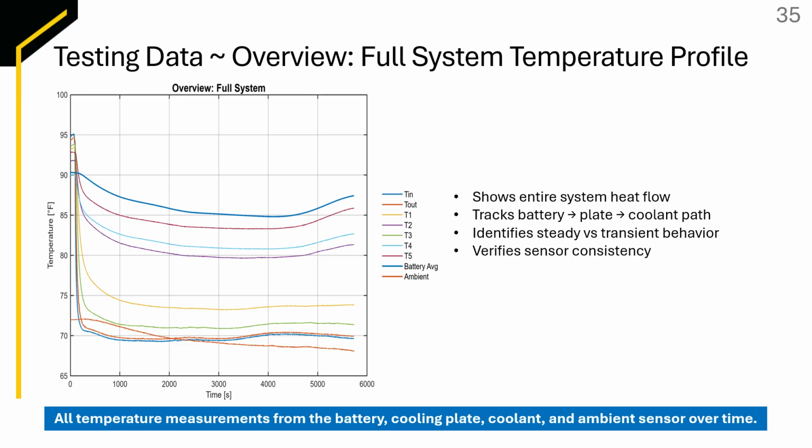Looking at the testing data, here we have an overview of the full system temperature profiles. Here we have the beginning of the test where we show a discharge of 0.5 C, and we see how everything reacts to the cooling plate turning on, showing a drop of T in, T out, our thermocouples placed on the plate as well as our ambient temperature, and our battery average shown. This shows the entire system heat flow. It tracks the battery, plate, and cooling path, identifies the steady versus transient behavior, and verifies sensor consistency.